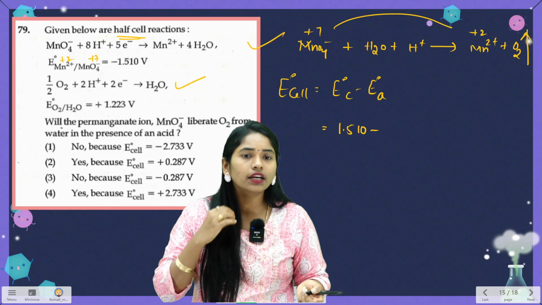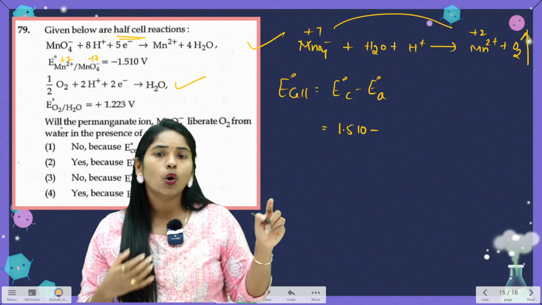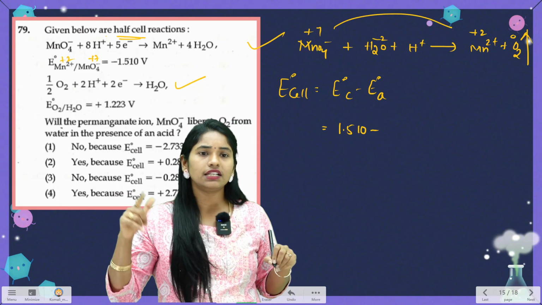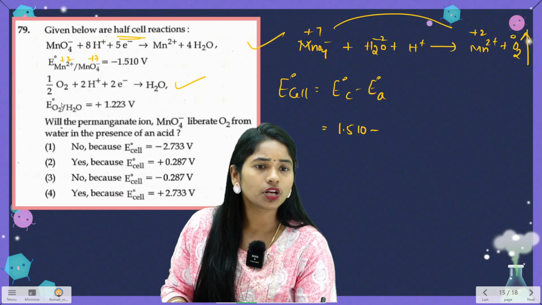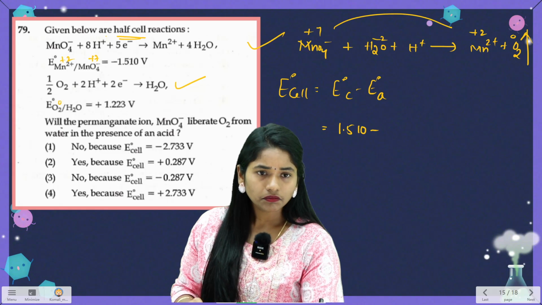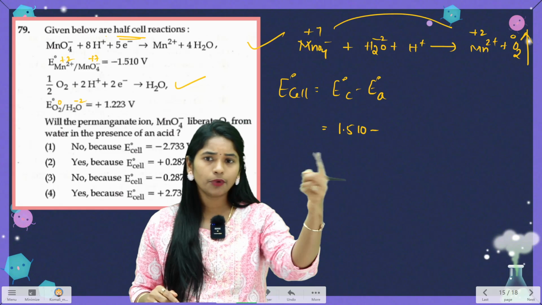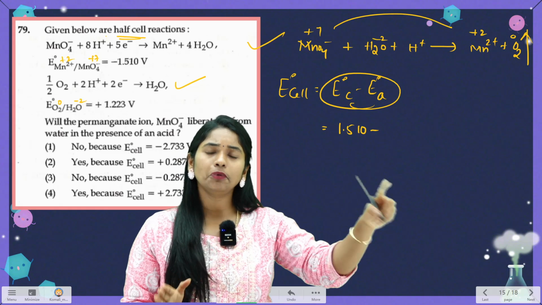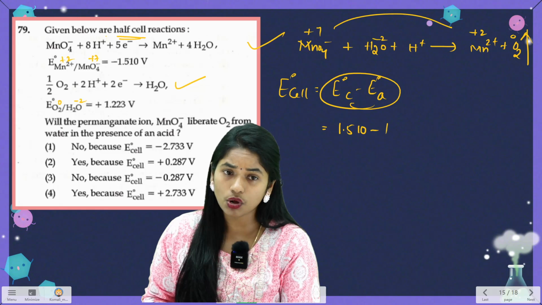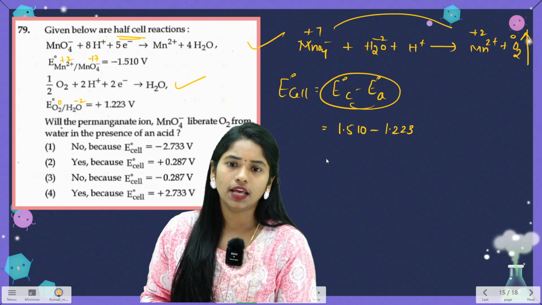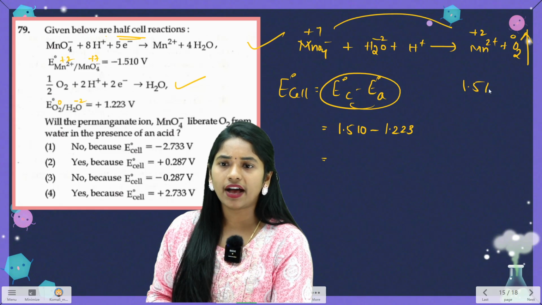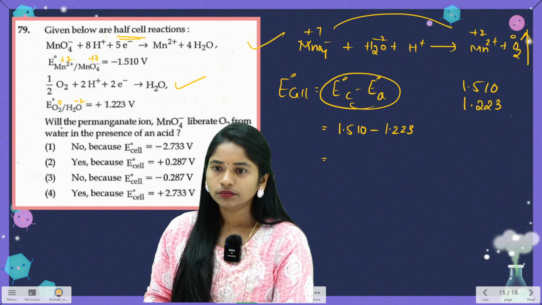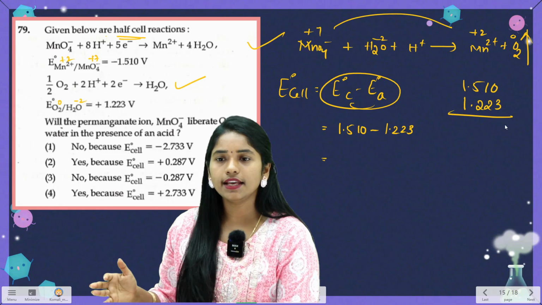What is anode here? Can you tell me? In H2O, oxygen is -2. It is converting into 0 oxidation state. So it is anode. Only the reduction potential is given, right? Correct. Because this is the formula, both should be taken as reduction potential values. So 1.510 and 1.223.